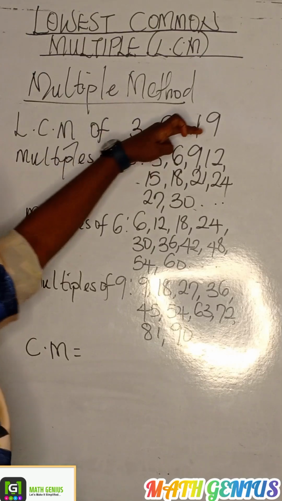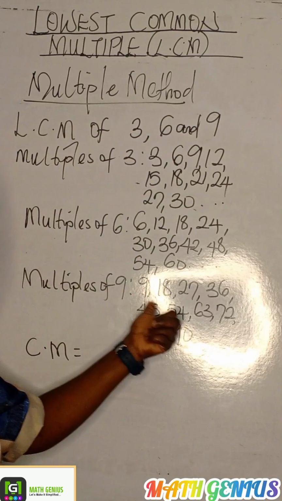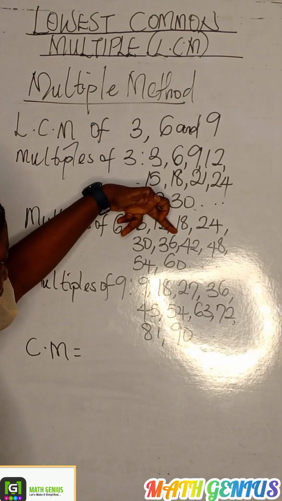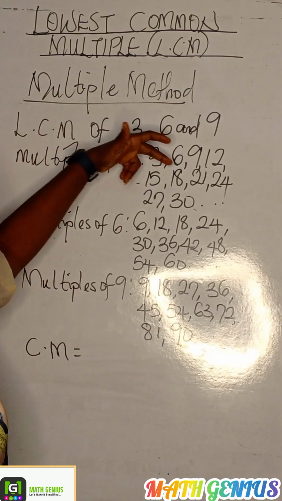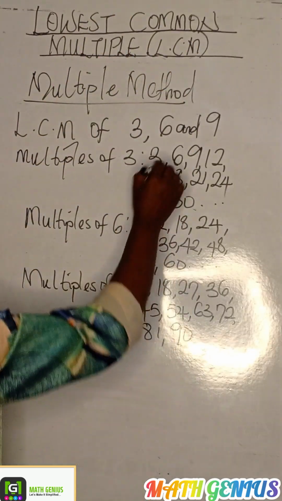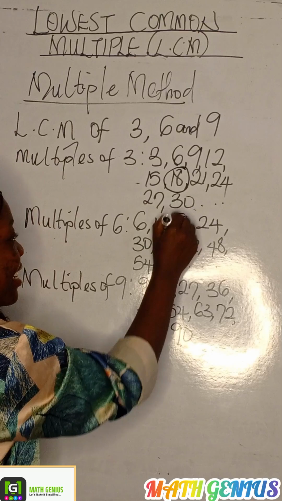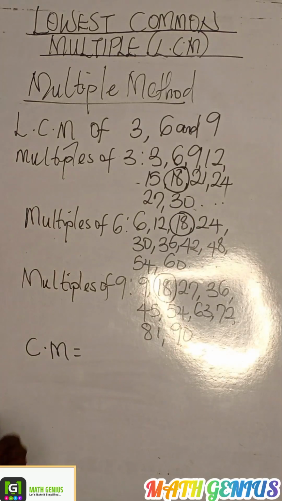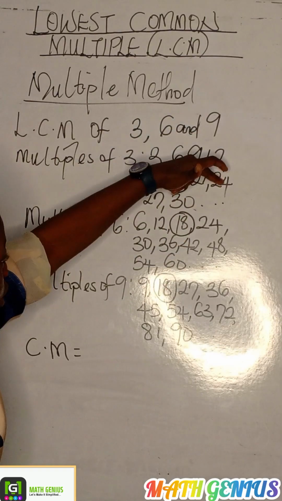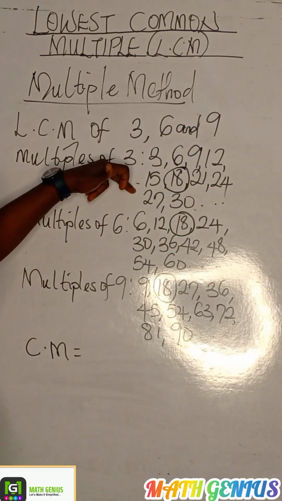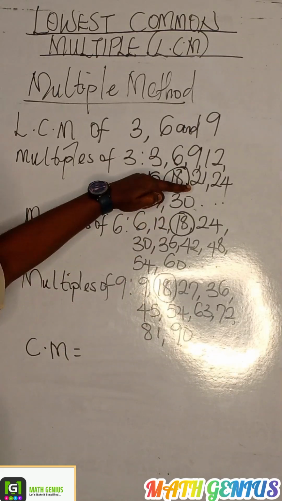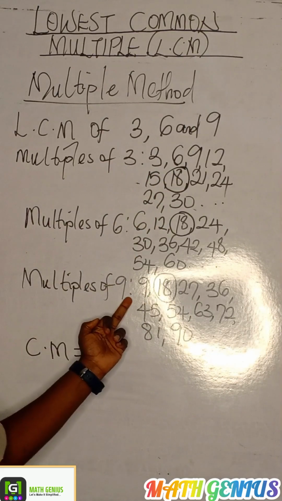So that is off. We have 12, yet no 12 here. Not accepted. We have 15. There's no 15. We have 18. We have 18. We have 18. Hooray! We've got you one. So let's see if there's another. 21. No 21. 24. Nah. 27. There's 27 here, but there's no 27 here. 30. No, not 30.